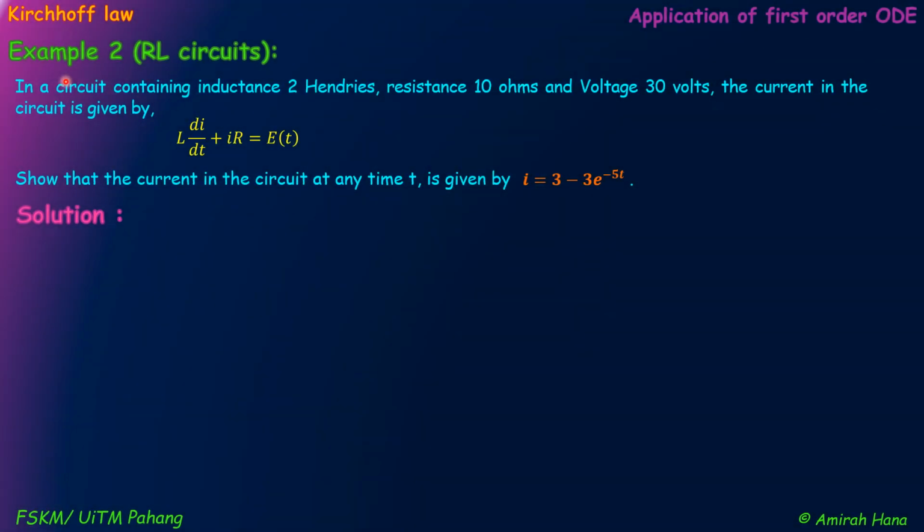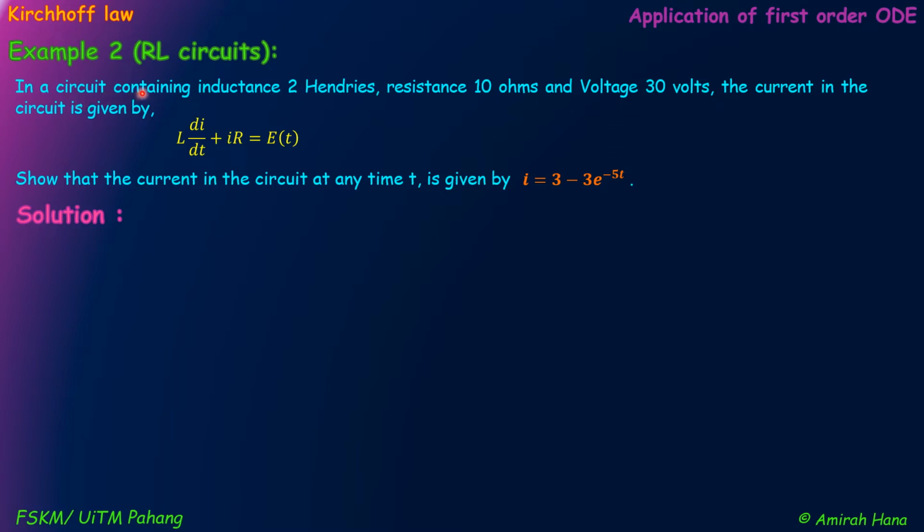In this video, we will discuss example 2 for RL circuits under Kirchhoff's Law. The question is: in a circuit containing inductance 2 henries, resistance 10 ohms and voltage 30 volts, the current in the circuit is given by L di/dt + IR = E(t). Show that the current in the circuit at any time t is given by I = 3 - 3e^(-5t).